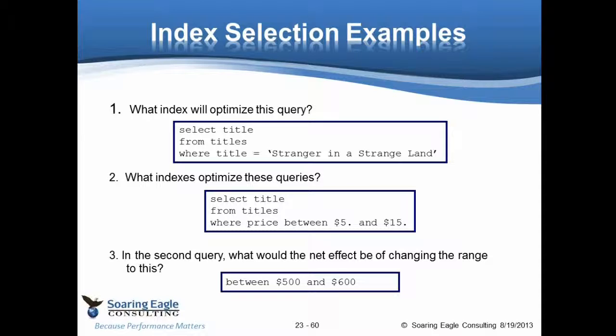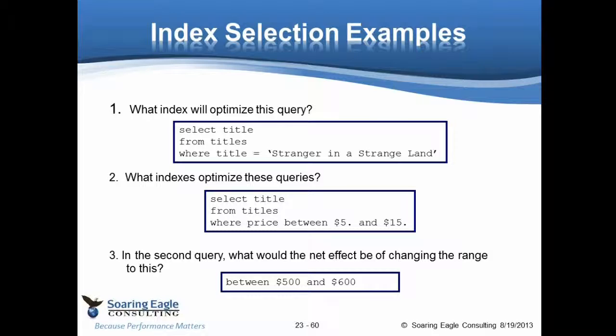The last one really rubs in an important topic, which is data distribution. In the first case, the price is between $5 and $15. That's a $10 range of values. But that $10 range of values probably encompasses half or more of the books in the bookstore.